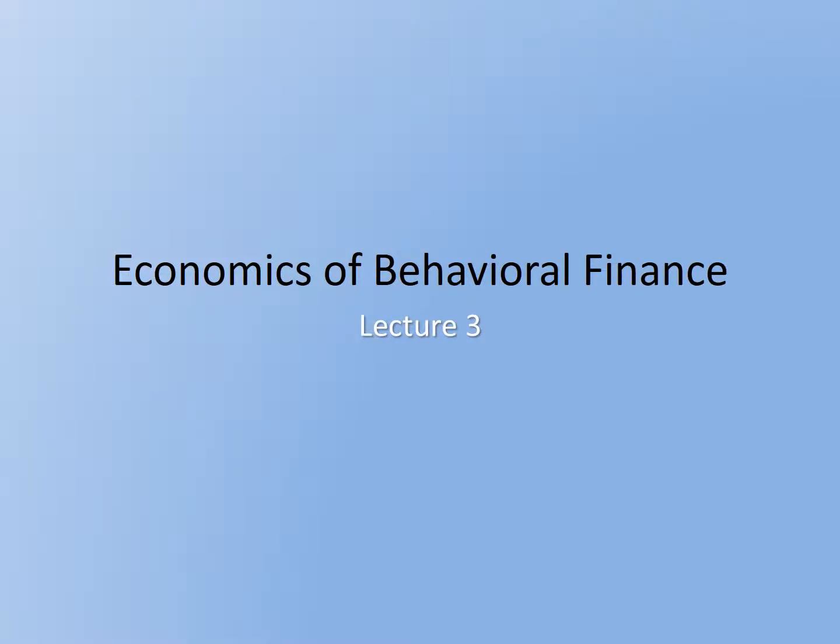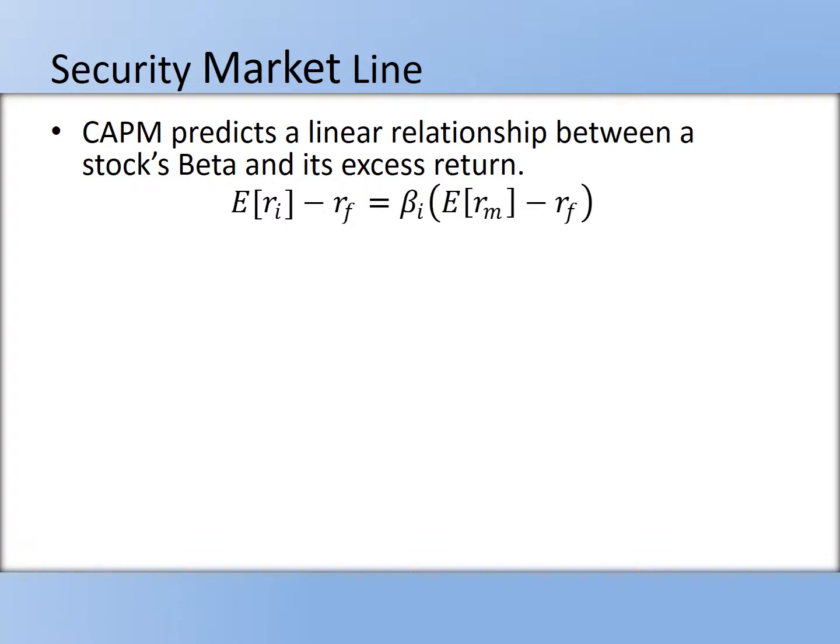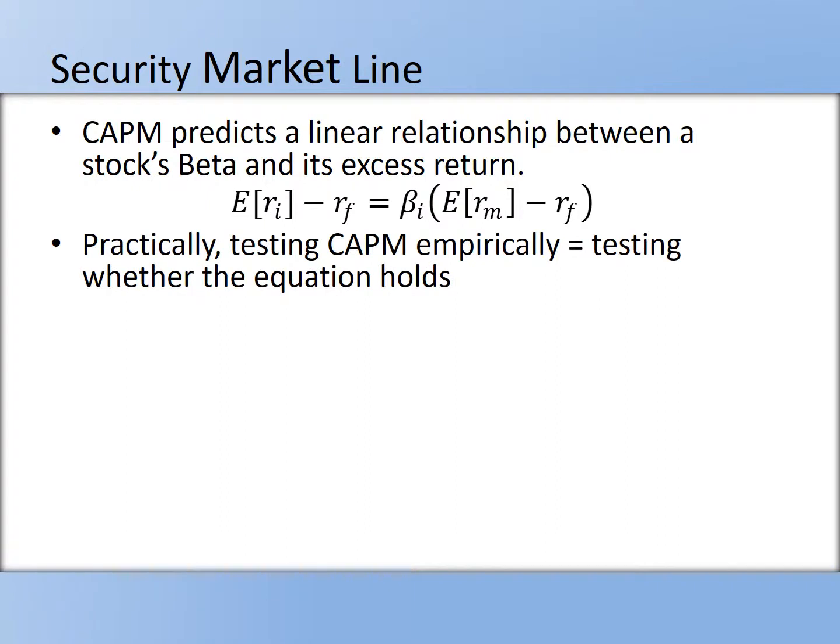All right, so we'll continue our introduction of the Fama-French three-factor model. So remember, what we're doing is we are testing whether the CAPM formula holds. The CAPM formula says that the excess return of any stock depends on beta times the market excess return, and beta is the correlation with market.